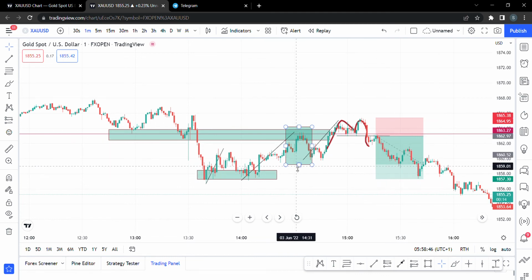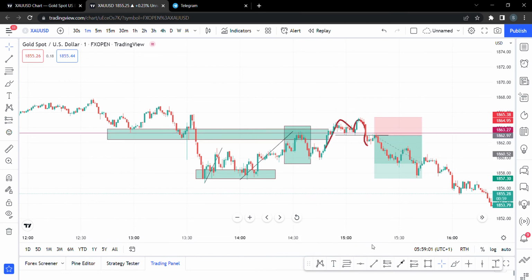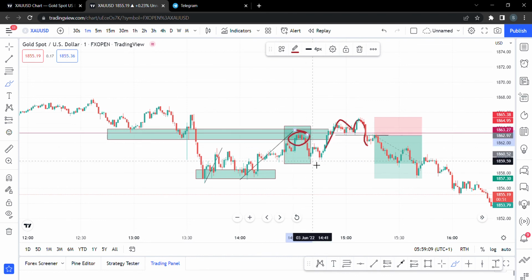1 push, 2 push, 3 push, and you're done. That's how the market moves. I know a lot of traders who sold the market here, and here, and here, and they lost their trade. They lost the trade because markets will always respect the 3 pushes: 1 push, 2 push, 3 push.